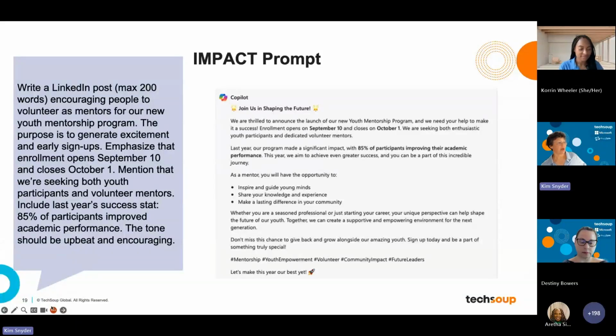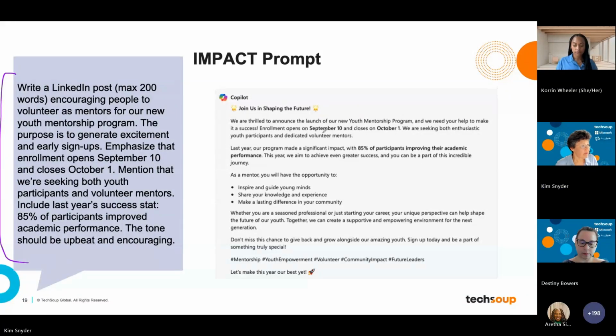Okay, so this is applying that impact method to that same prompt where I'm much more clear. Write a LinkedIn post, maximum of 200 words. So I'm saying don't go over a certain number of words, encouraging people to volunteer as mentors for our new youth mentorship program. The purpose is to generate excitement, emphasize the dates, September 10th, October 1st, mention that we're seeking both youth participants and volunteer mentors, and include last year's success stats. So this is much more information for the AI to use when creating this LinkedIn post. So this one is much more directed and targeted, right?